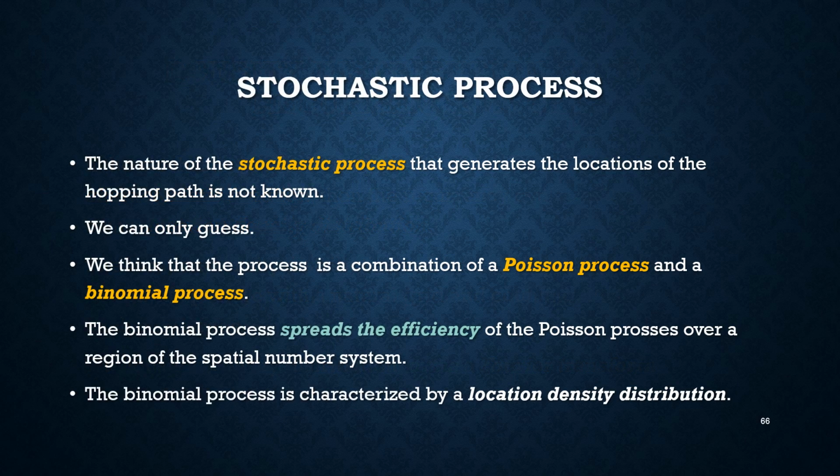The nature of the stochastic process that generates the locations of the hopping path is not known. We can only guess. We think that the process is a combination of a Poisson process and a binomial process. The binomial process spreads the efficiency of the Poisson process over a region of the spatial number system. The binomial process is characterized by a location density distribution.